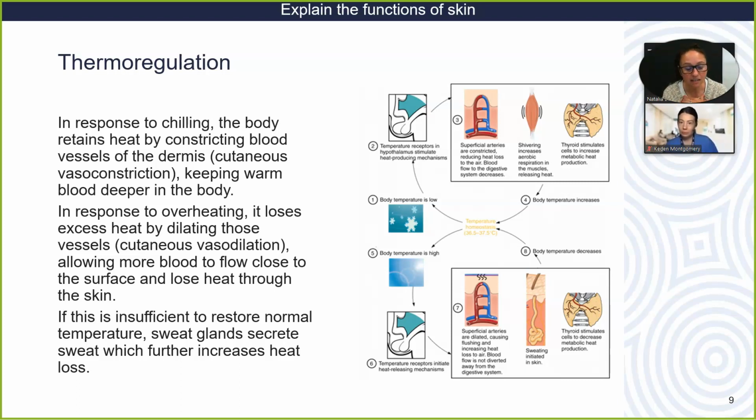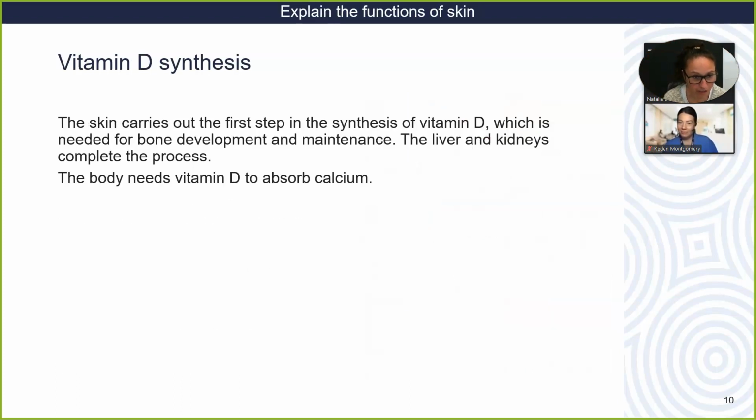So the skin allows blood to get closer and further away from the environment. When we get closer to the environment, we can lose heat. When we get further away from the environment, we can conserve it, okay? It's a very, very efficient kind of system. The other thing that the skin does, it's involved in creating vitamin D, okay?